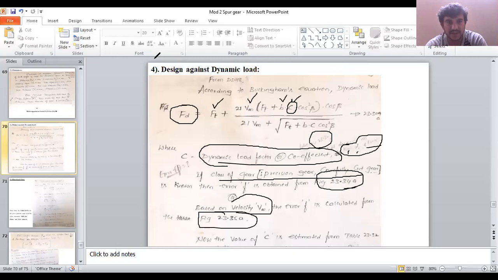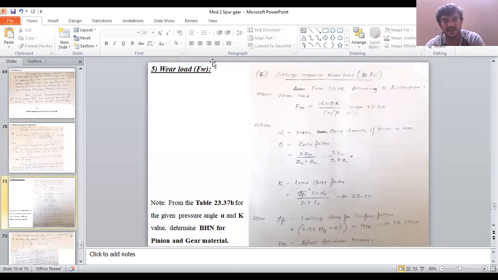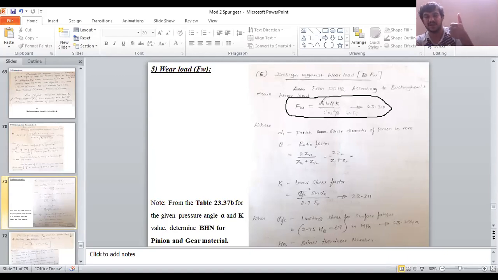After that, the last step is design against wear load. Again, from the design data handbook, equation number 23.310: the wear load, Fw = D1 B Q K divided by cos square beta, should be greater than or equal to Fd. What is D1? It is the pitch diameter of the pinion. B is the face width.